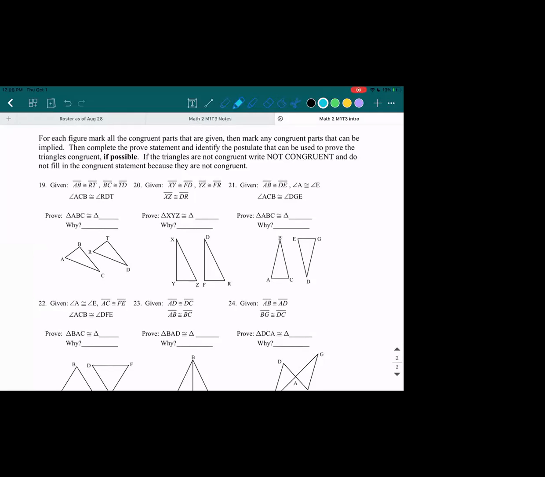So we have that AB is congruent to RT. These two sides are congruent, which means I mark them like this. As long as you put the same amount of marks on that side, then you know that those are congruent. I'm going to switch color now. We have BC is congruent to TD. So BC is over here and TD is over here. So I put two tick marks so that I know that both of those sides are congruent.